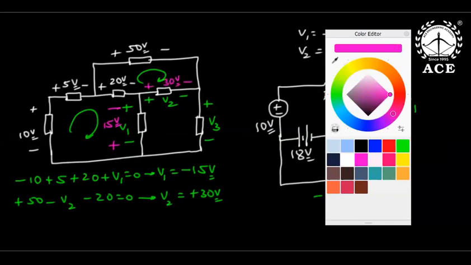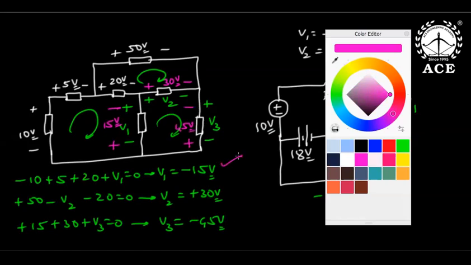Now I am writing the third KVL. Minus V1, okay, I will substitute directly because I know these two. Plus 15 plus 30 plus V3 is 0. So V3 is minus 45. Again, minus 45 confirms that the actual voltage polarity is opposite to the reference. So V1 is minus 15, V2 is plus 30, V3 is minus 45.